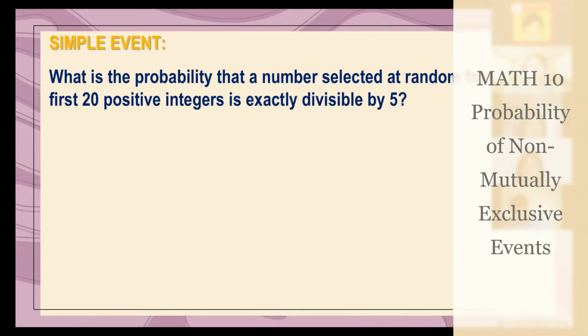Now, look at this. Example of simple event. What is the probability that a number selected at random from the first 20 positive integers is exactly divisible by 5? So, one event, one outcome. Only divisible by 5. No "or", walang or. So, we don't need to add. We don't need to do addition. Simple fraction. That's why it's called simple event.